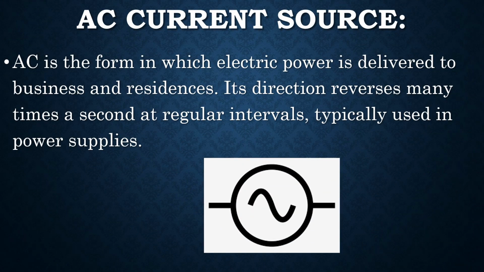Next is what we call AC or alternating current source. So this is the symbol of alternating current. AC is the form in which electric power is delivered to businesses and residences. Its direction reverses many times a second at regular intervals, typically used in power supplies. In alternating current, the flow of electric charge continually changes direction.